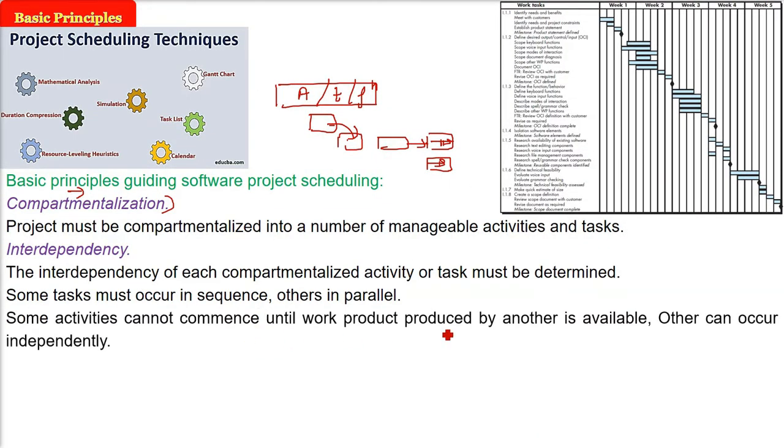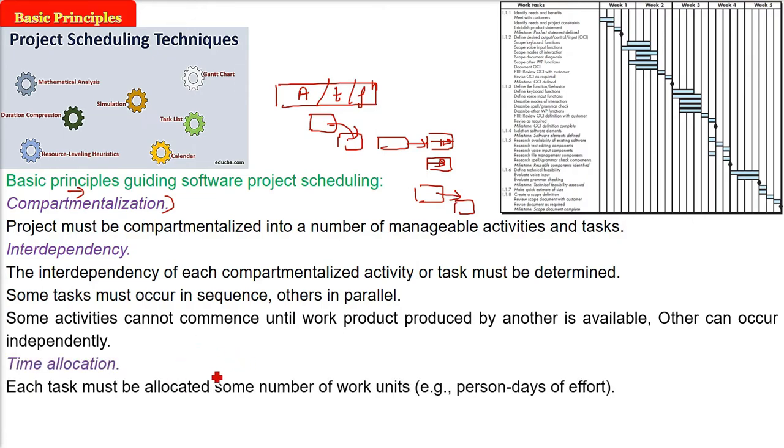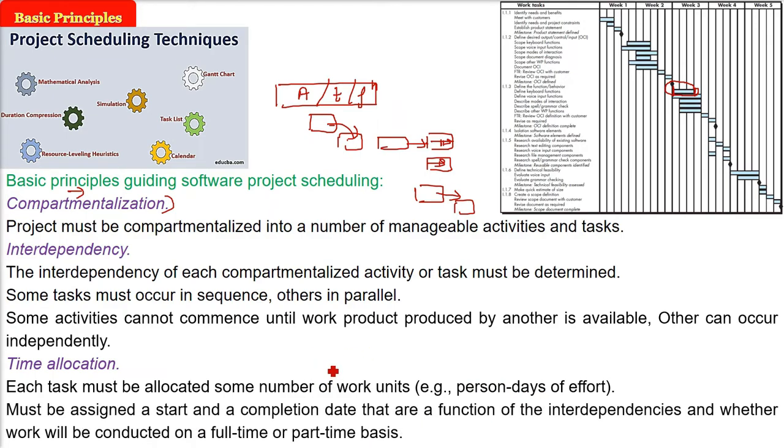Some activities cannot start or commence until the work product produced by another is available to this activity. There are certain tasks that may work independently. Now the time allocation. Each task which you have decided must be allocated some number of work units, person days of effort, what time, what people. That means it must be assigned a start and end date, a completion date, that are a function of the interdependency. You have to keep in mind interdependency, and whether the work is done on a full-time or part-time basis, because part-time will take longer, full-time will take less time.